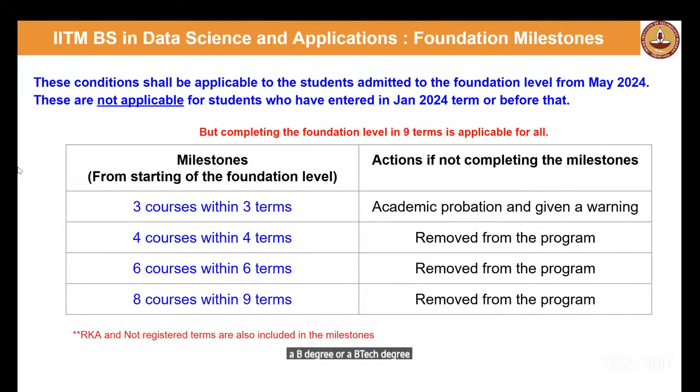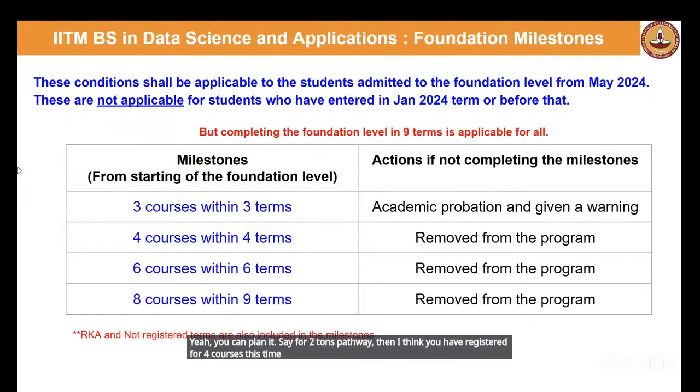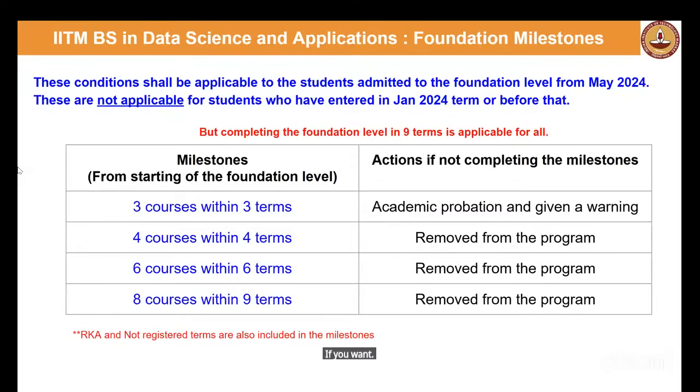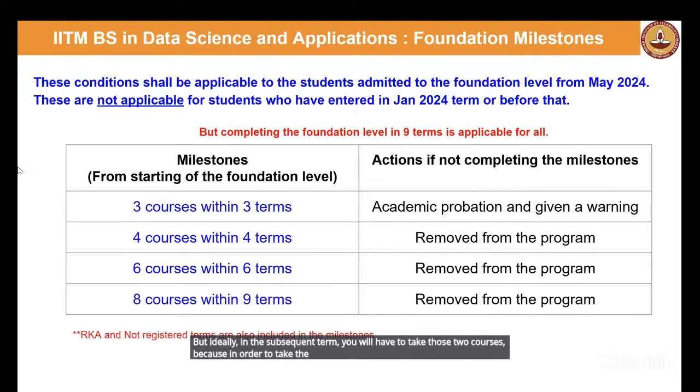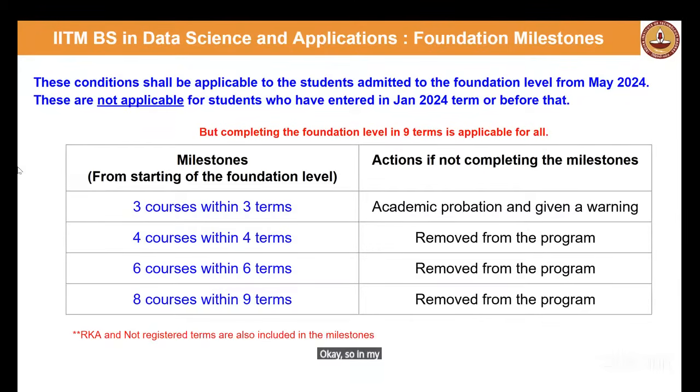Yeah, you can plan it. Say for the two-term pathway, you have to register for 4 courses this term. Correct? Yes. If you want, you can drop the next 2 courses during the drop window. But ideally, in the subsequent term, you will have to take those 2 courses, because in order to take the term 2 courses, you should have your term one. Okay, so in my term two, again, I will have 4 courses. Yes, maximum 4 courses is what you can take.